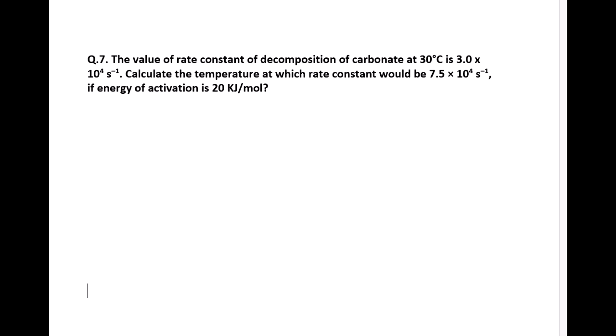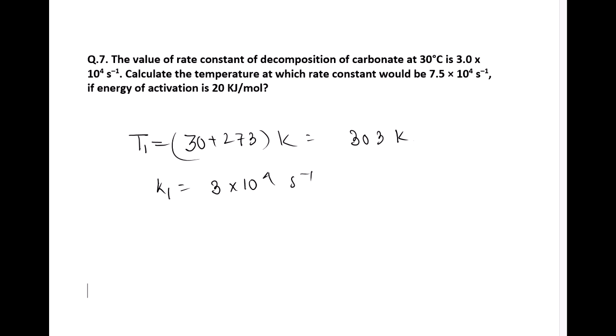The next question is given as the value of rate constant of decomposition at 30 degrees centigrade. If we take T1 as 30 degrees, so 30 plus 273 Kelvin, it will be 303 Kelvin. At that time the rate constant k1 is 3 × 10^-4 second inverse. Calculate the next temperature T2, at which it will be 7.5 × 10^-4 second inverse.